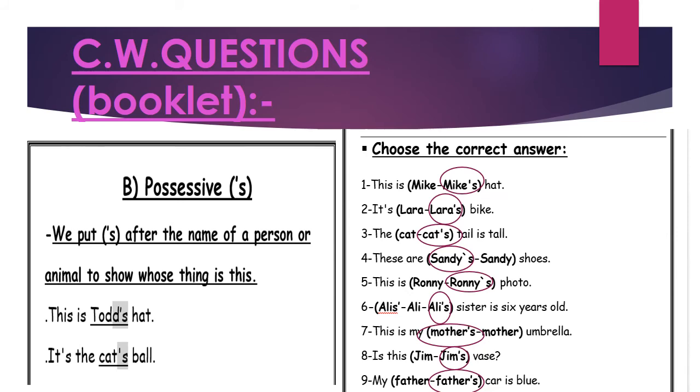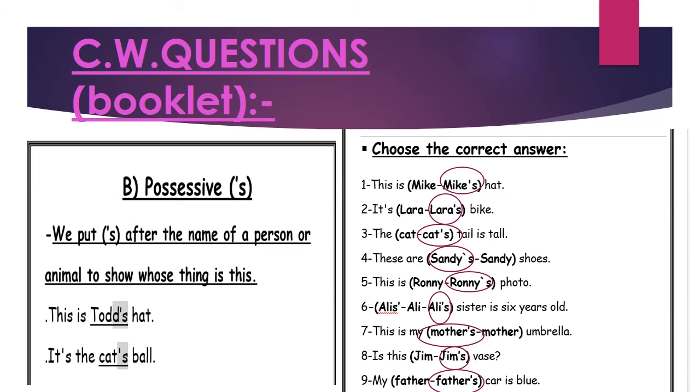Number 2. It's Laura or Laura's bike. So the right answer is Laura's. Number 3. The cat's tail is tall. So the right answer will be cat's. Number 4. These are Sandy or Sandy's shoes. The right answer will be Sandy's. Number 5. This is Ronnie's photo. The right answer is Ronnie's with apostrophe s.